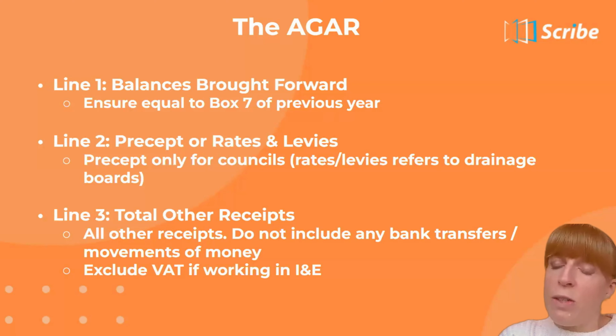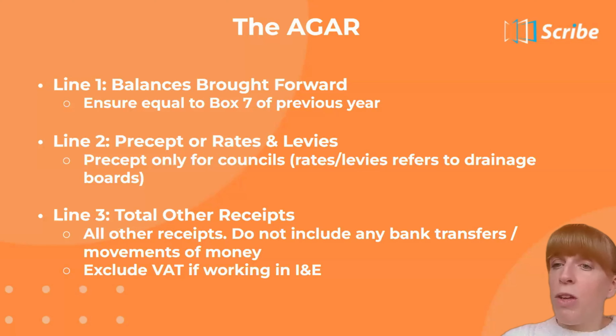Also, be really careful if your district council paid you over the precept with something else. Make sure you don't include that in box 2 because you've seen the lump sum of money come in and go, oh, that's the precept amount. If they've paid you a grant or some other money alongside that, make sure you're just showing the precept element in line 2.